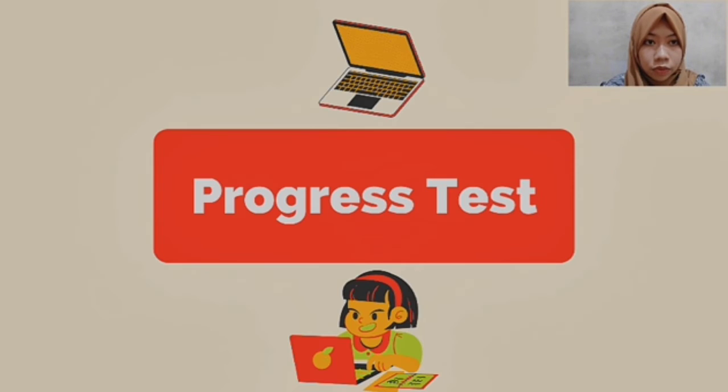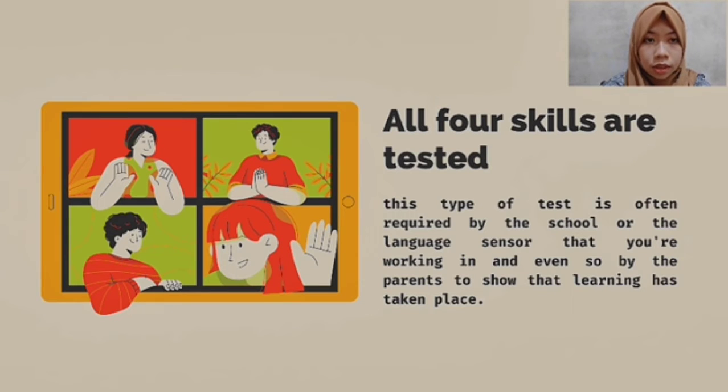The next type of test is called the progress test, and whatever teaching situation you find yourself in, you are probably going to be involved in one way or another. Typical for a progress test, all four skills are tested. This type of test is often required by the school or the language center that you are working in, and even by the parents to show that learning has taken place.